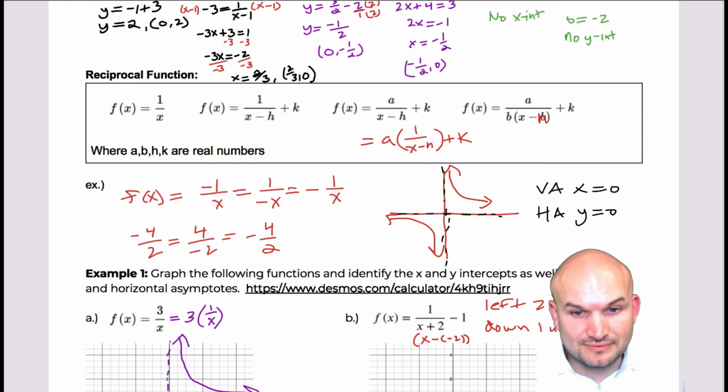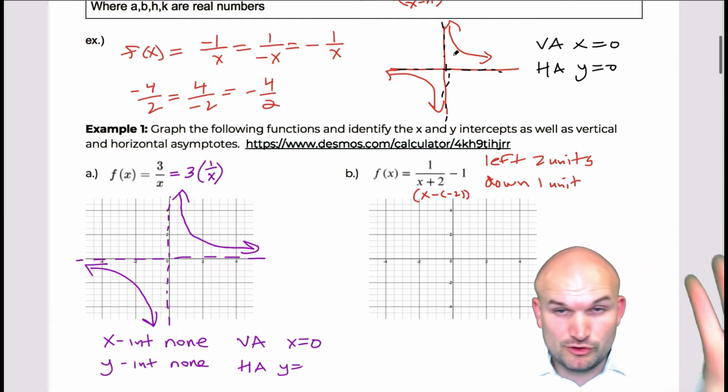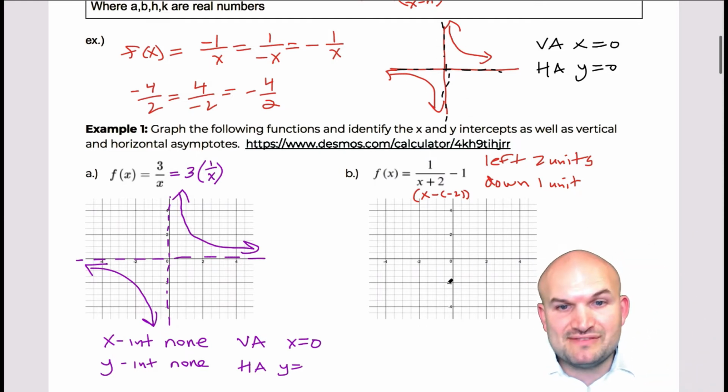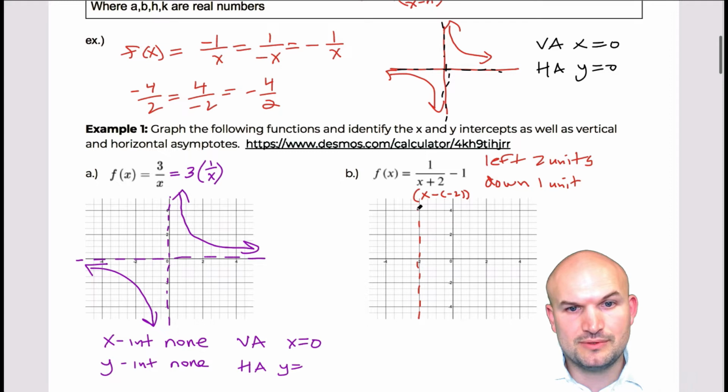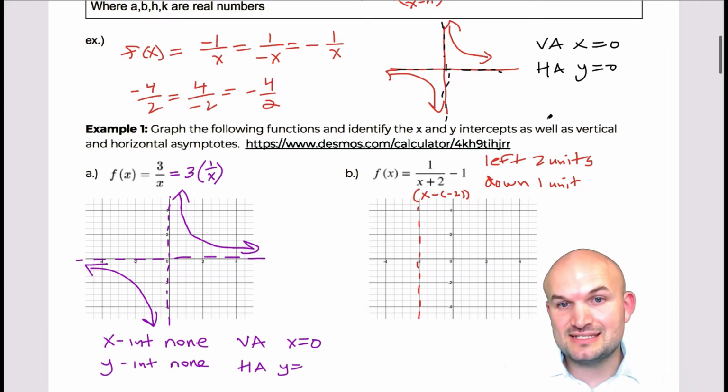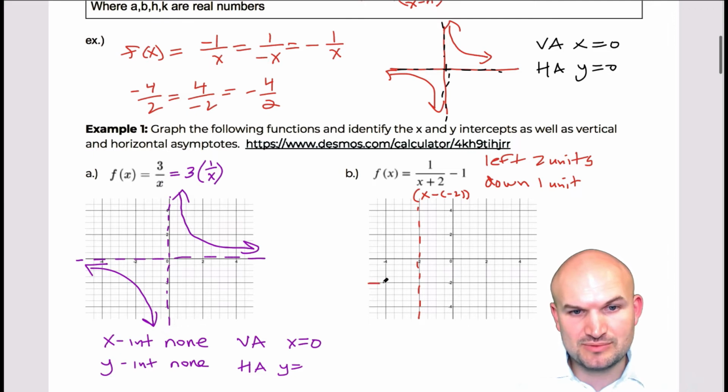Now, when graphing this, I'm going to redraw this, but obviously I have my new asymptotes. Instead of the vertical asymptote being at 0, it is now 2 units to the left. So at x equals negative 2, I'm going to draw a nice little vertical asymptote. And then instead of having a horizontal asymptote at 0, I'm going down 1. So the horizontal asymptote is going to be at y equals negative 1.